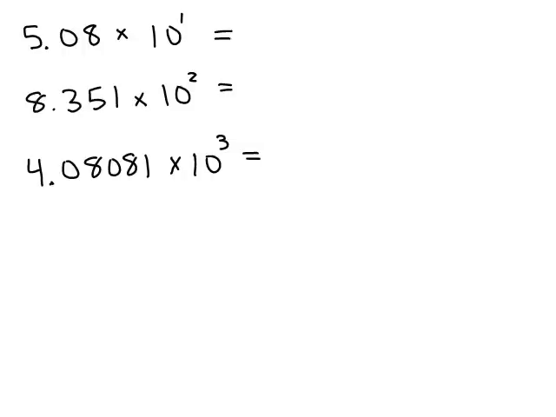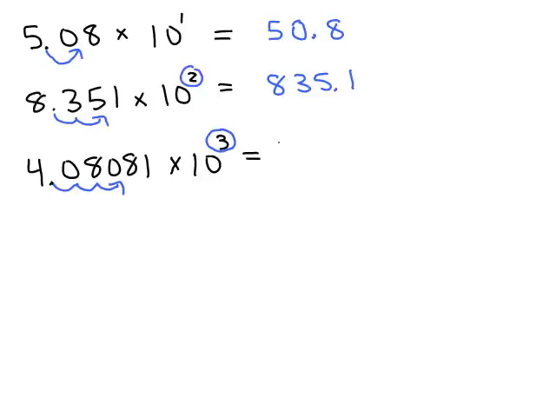All right, so what happens in the first one? We're doing 10 to the first, so I'm going to move this decimal one to the right. This will become 50.8. Second problem, you're going to move the decimal point 2 to the right, so we'll get 835.1. Third one, we're going to move the decimal point 3 to the right, so we have 4080.01. So hopefully you had no trouble with that.